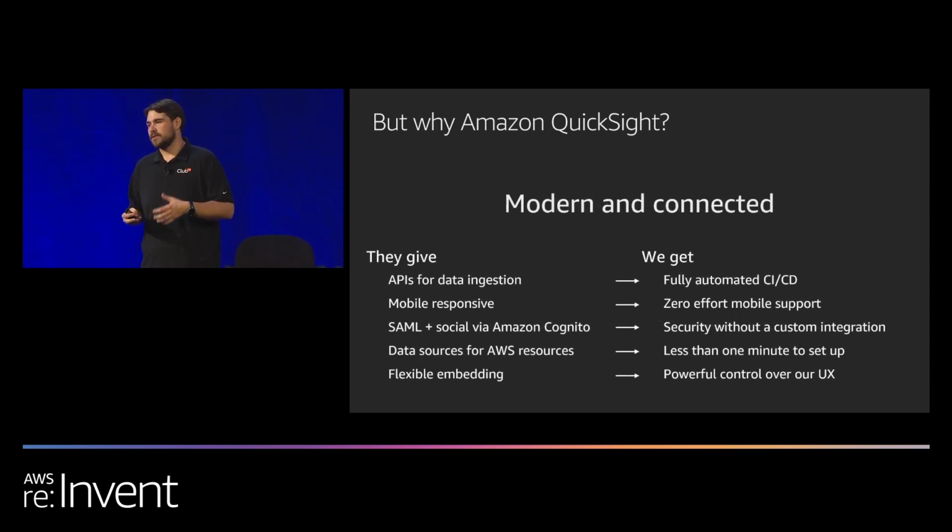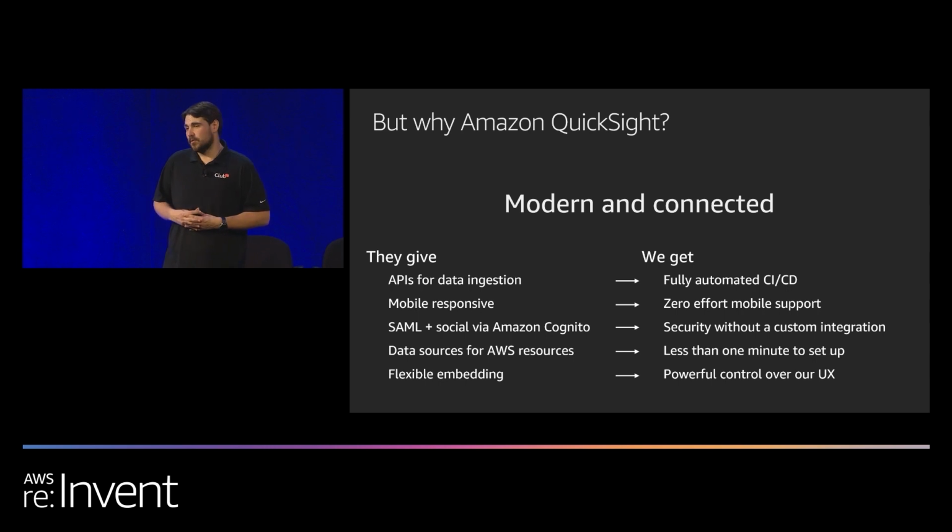There are a number of features that QuickSight provides that give us very tangible benefits that really resonated with us. For example, APIs for data ingestion. We get a fully automated CI and CD process, which as a developer at heart is great. I want my CI pipeline built and automatically deploying all of our different versions of software. Mobile responsive. We have some legacy areas of the application that aren't very responsive from a mobile perspective. This was one less thing for us to worry about, where we could focus on the other areas of the application. SAML integration and social connection via Amazon Cognito, that's security without any custom integration. Again, one less thing for me to worry about. It's there, it's secure. We don't have to focus on it.